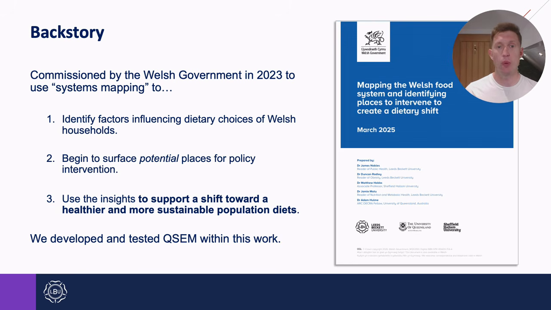We were commissioned by the Welsh Government in 2023 to use some form of systems mapping to identify those factors influencing dietary choices of Welsh households, and to begin surfacing potential places then for policy intervention. Now, the insights that we developed through this work, alongside the wider work that the Welsh Government were doing, were taken forward to try and support a shift towards healthier and more sustainable population diets. And it was within this, as I say, that we first developed and tested QSEM for the first time.